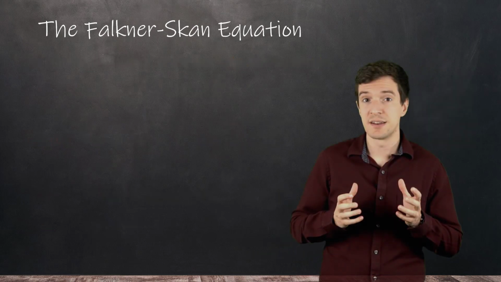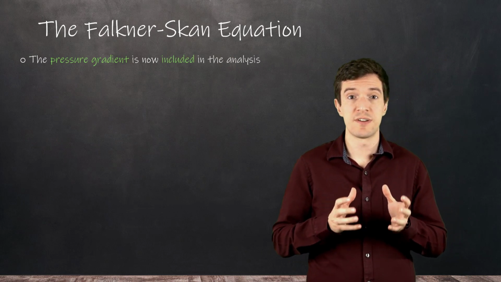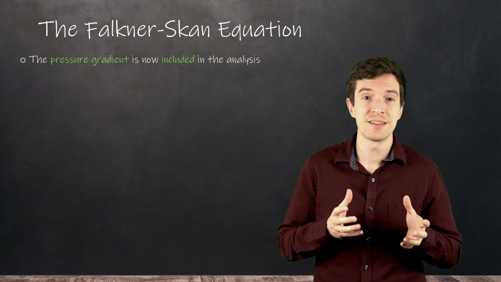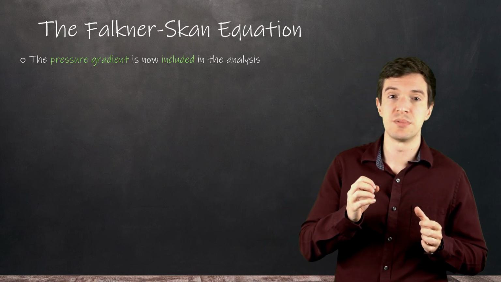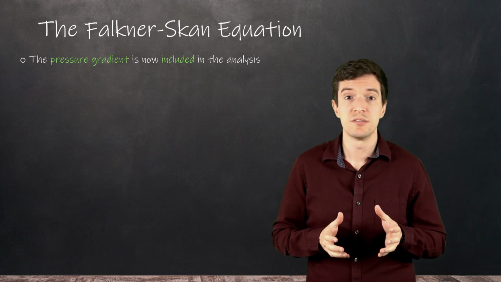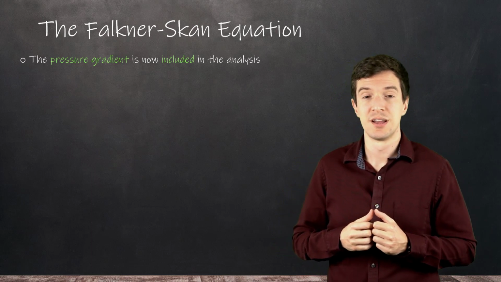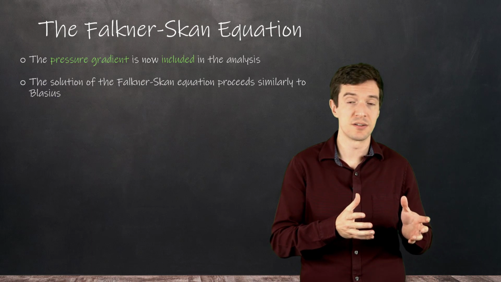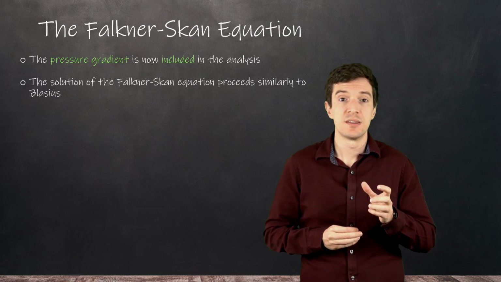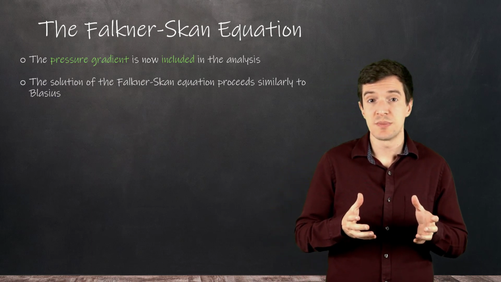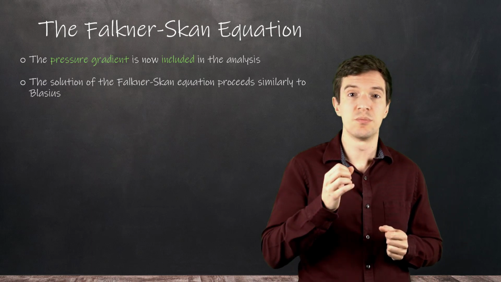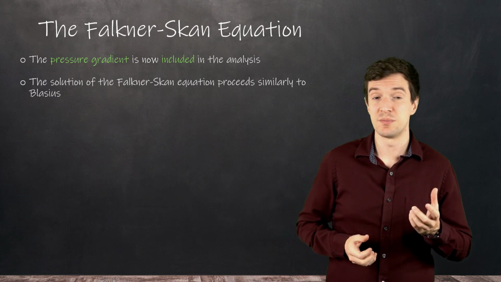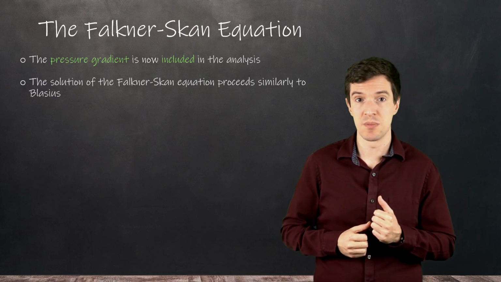The Falkner-Skan equation includes the effect of the pressure gradient in the solution. The gradient can be calculated using Bernoulli's equation from the free stream velocity. The solution of the equation is similar to the Blasius boundary layer, except that a numerical integration method is required to obtain the solution. The equation relies on the parameters beta and m.